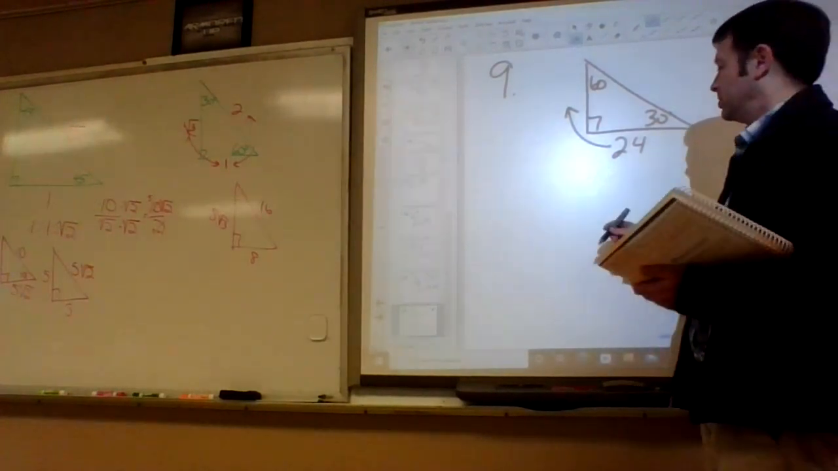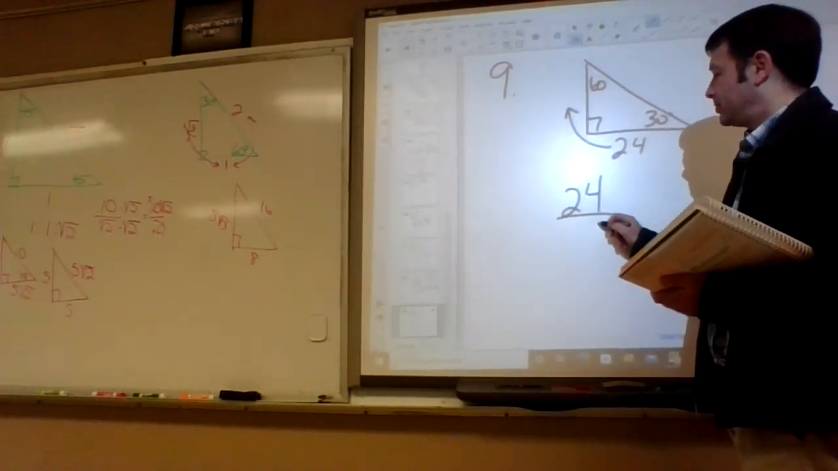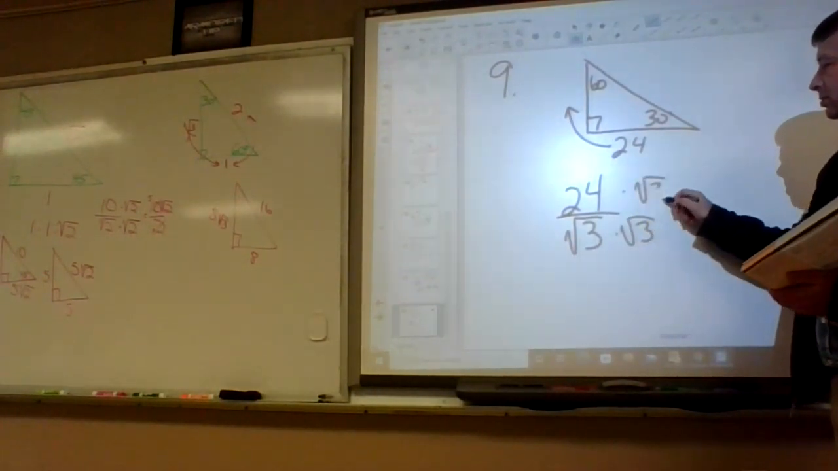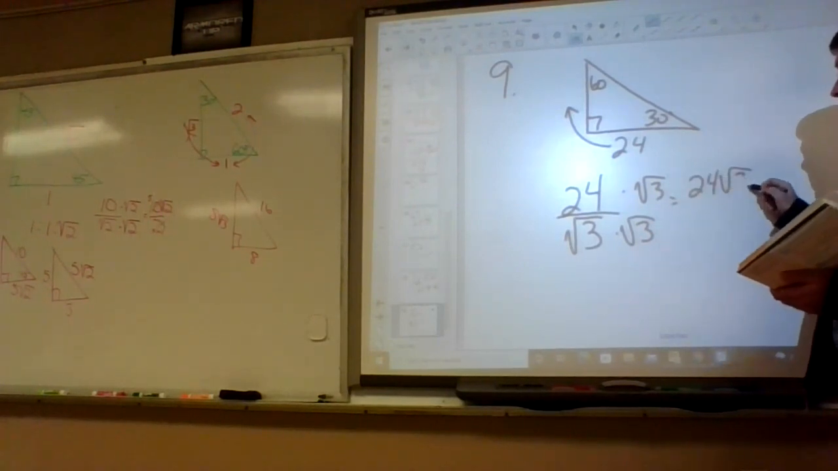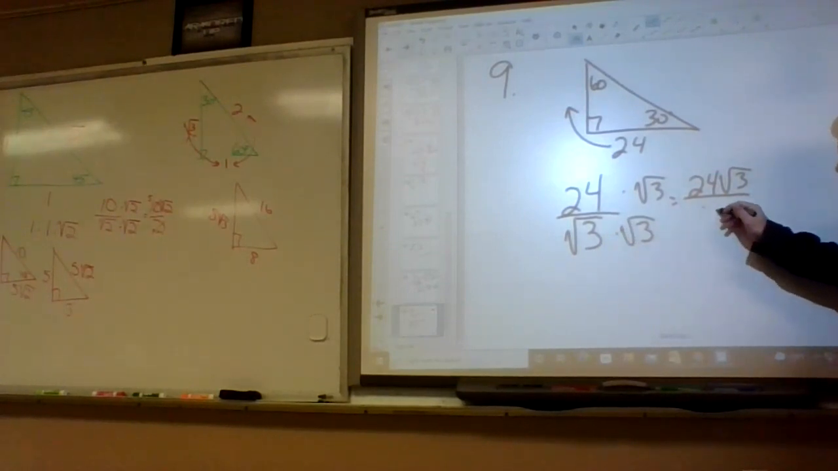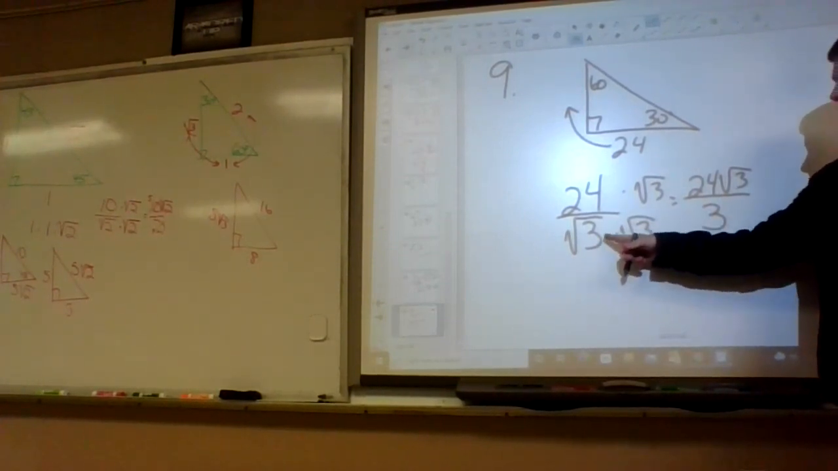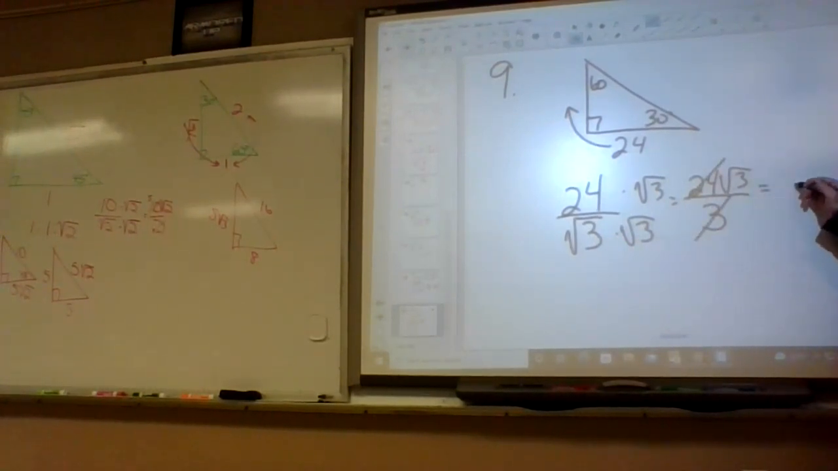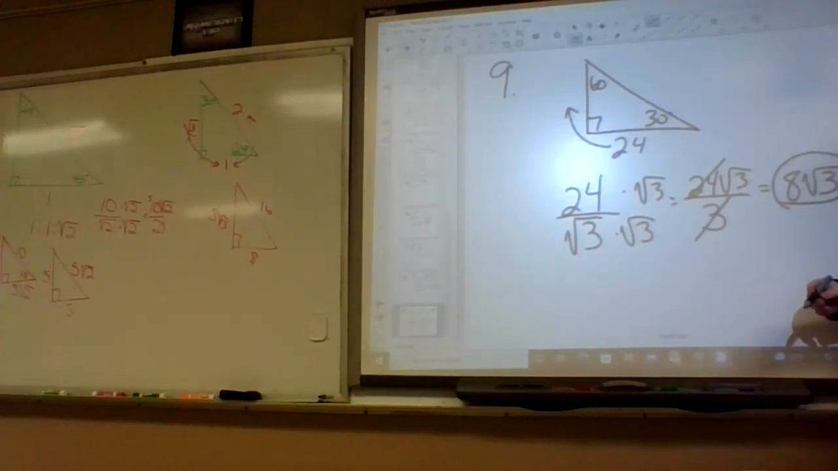Yeah, it's getting smaller. So it's 24 divided by square root of 3, which simplifies to 24 square root of 3 over 3. Square root of 3 times square root of 3 is square root of 9, which is a normal 3. Anytime you multiply a square root by itself, it just becomes a normal number. 24 divided by 3 is 8. So it's 8 square root of 3. That's the short leg, which they called YZ. YZ equals 8 square root of 3.